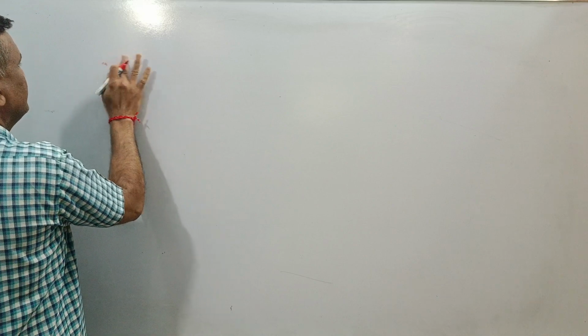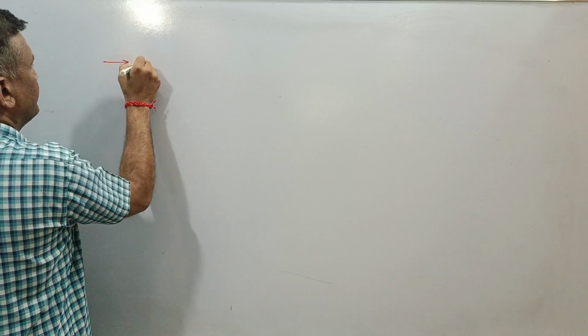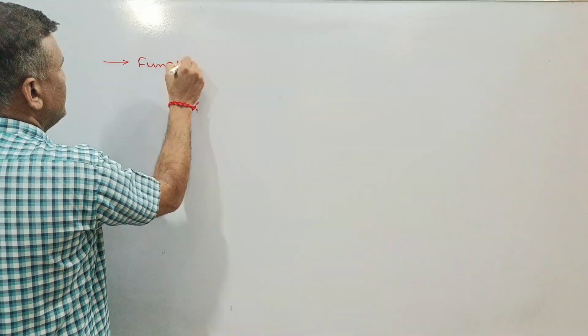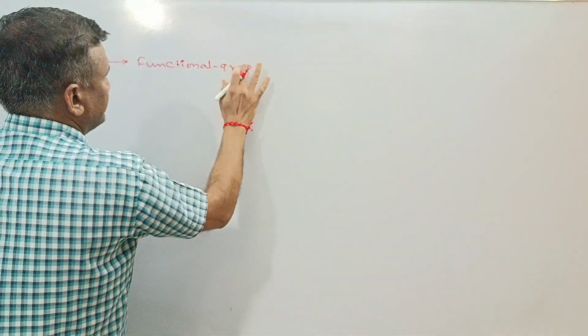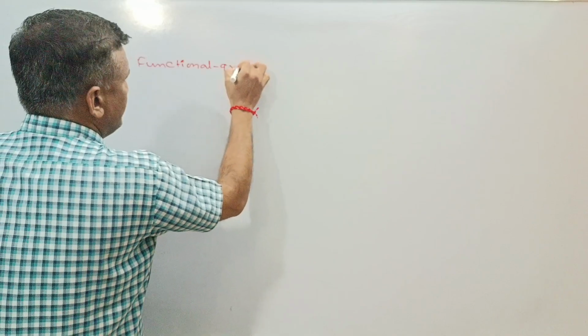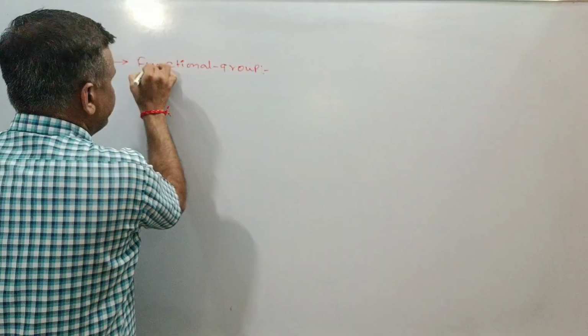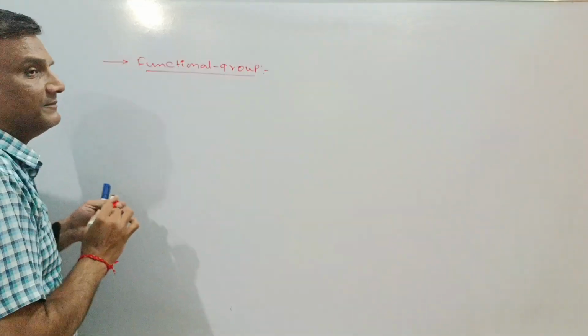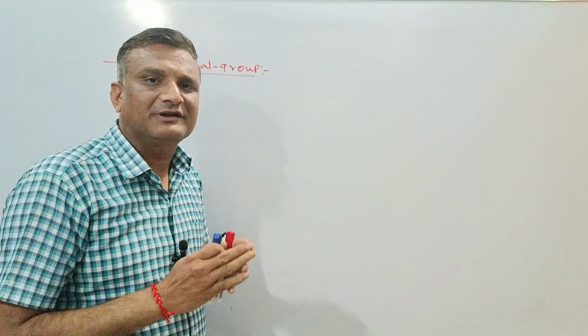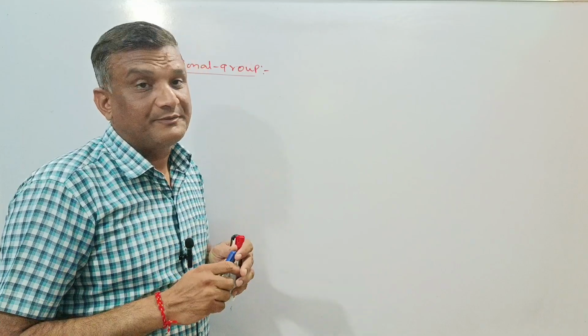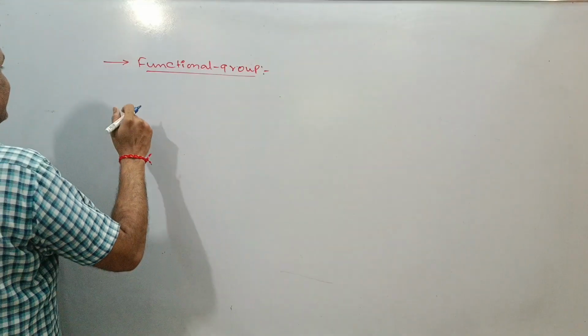Functional group. If you go with the functional group, then you can say it is an atom or group of atoms which exhibit specific physical and chemical properties. They all are known as a functional group. You have discussed this in 10th class also.